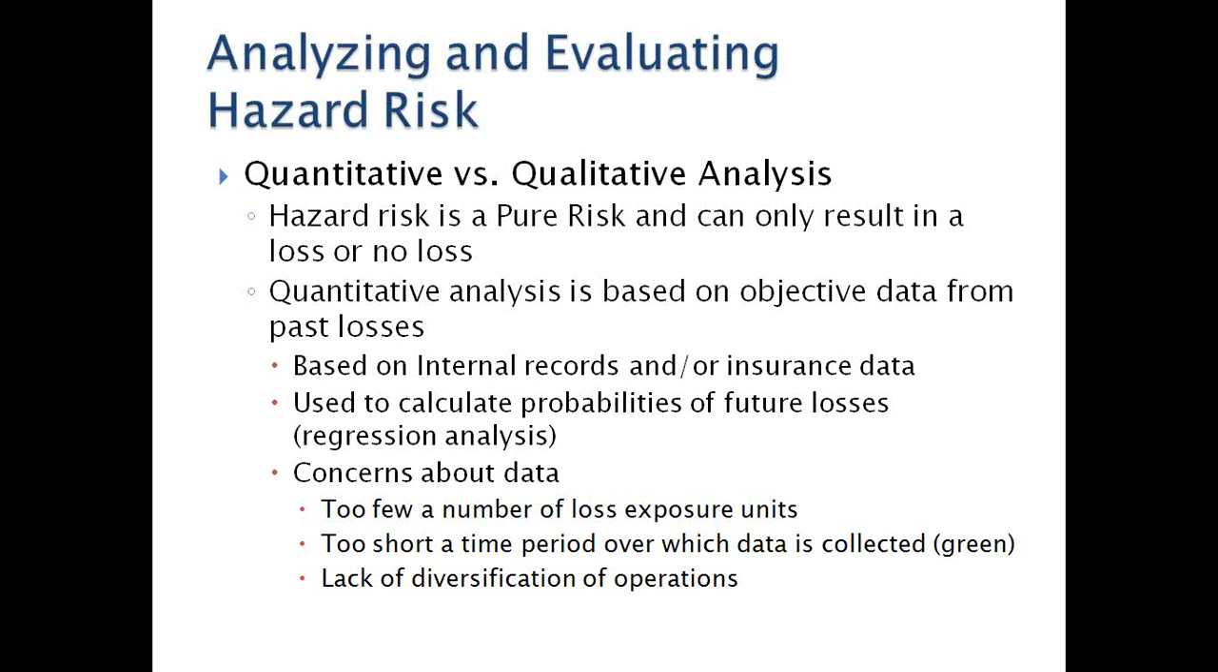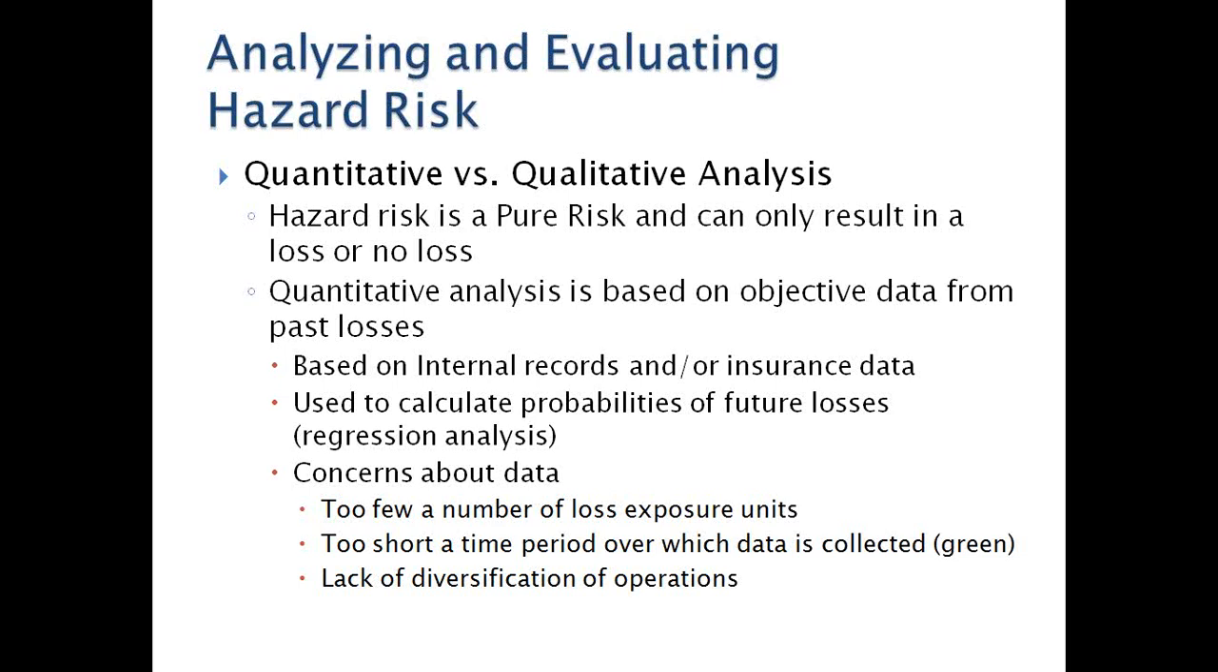When we talk about analyzing and evaluating hazard risk, in most cases we're talking about quantitative data versus the qualitative. Quantitative, that's easy, that's numbers, it's objective, and typically it's data from past losses. The other element is that when we're analyzing hazard risk, we're talking about pure risk, so we're really talking about things that are insurable. Hazard risk, by definition, can either result in a loss or no loss. If you think of it as binary, it's either a 1 or a 0.